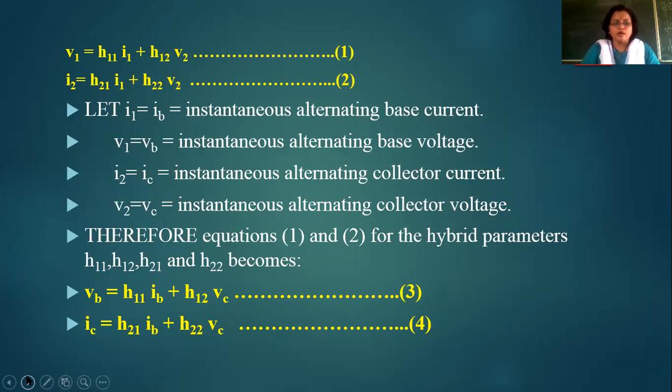So, put V1 is equal to VB, I1 is equal to IB, V2 is equal to VC and I2 is equal to IC in the above equations 1 and 2. So we get equations 3 and 4: VB is equal to H11 IB plus H12 VC. Call it equation number 3. IC is equal to H21 IB plus H22 VC. Call it equation number 4.